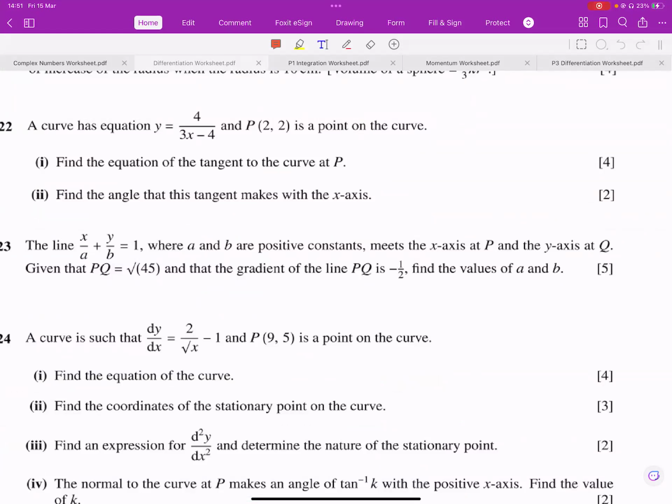Any problem with this? Any questions, anyone? No problems? No, sir. Okay, so if there are no questions, let's start with our next concept then, which is increasing and decreasing functions.